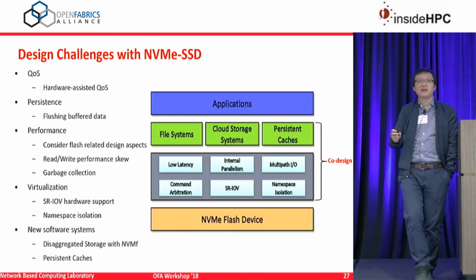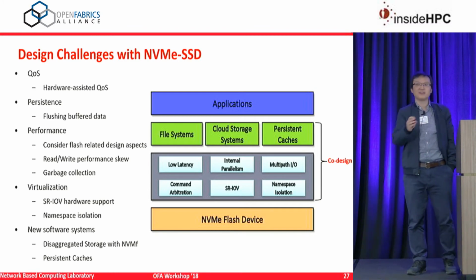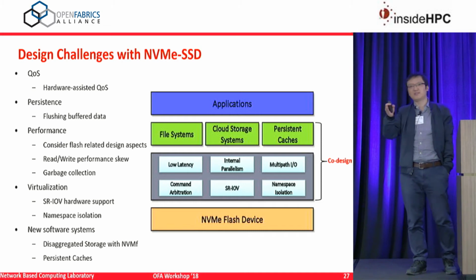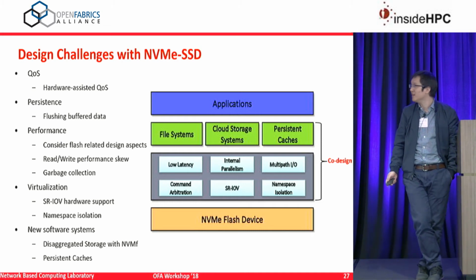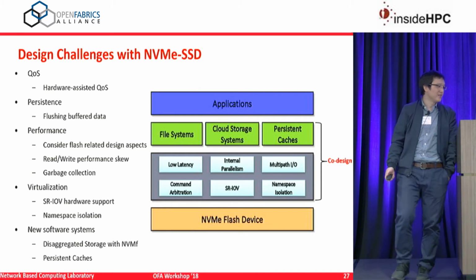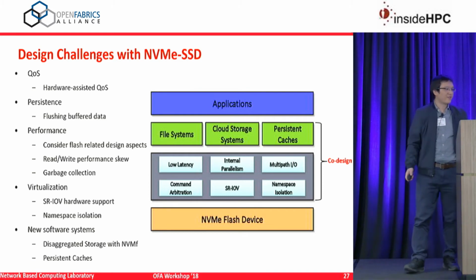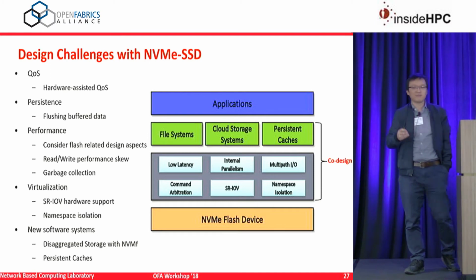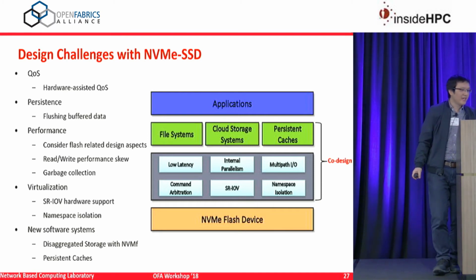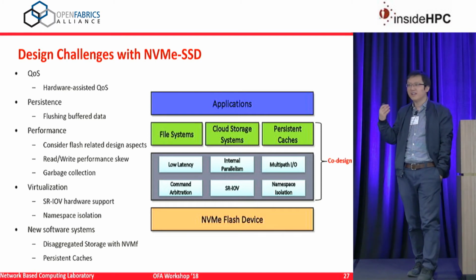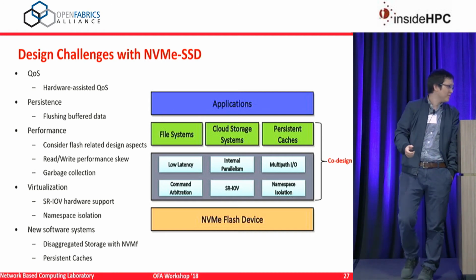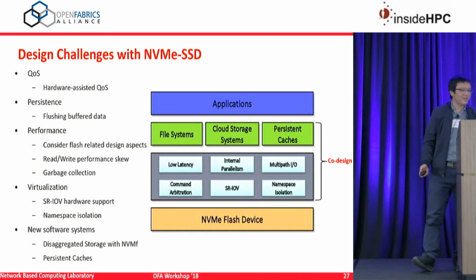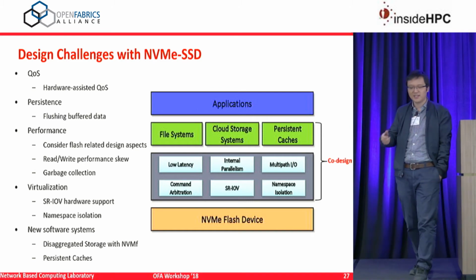If some of you are familiar with the NVMe standard, there is a lot written about how to achieve QoS inside NVMe. We actually want to show some of those results as well. On virtualization, the standard also mentions how to support SR-IOV, and all of this can benefit new software ecosystems like disaggregated storage with NVMe over Fabric, persistent caches, and databases.